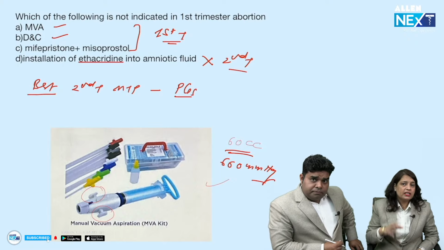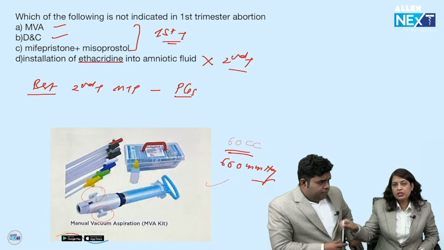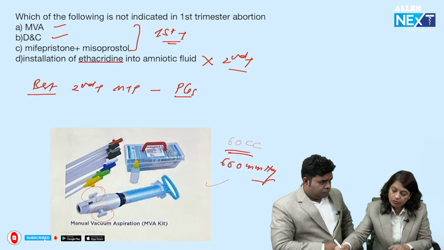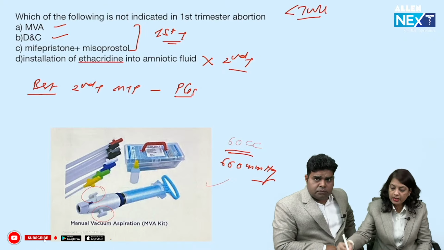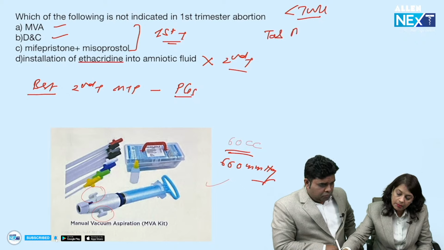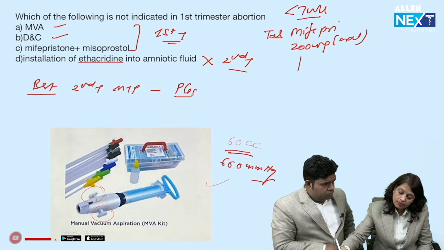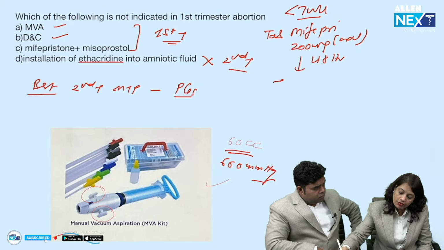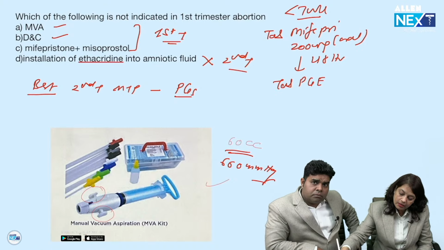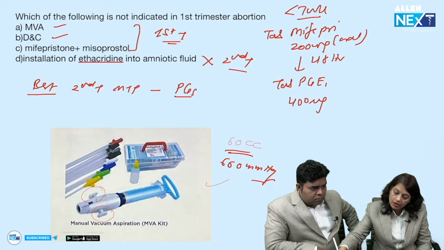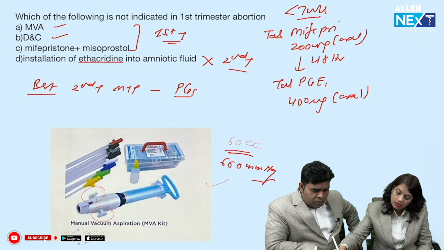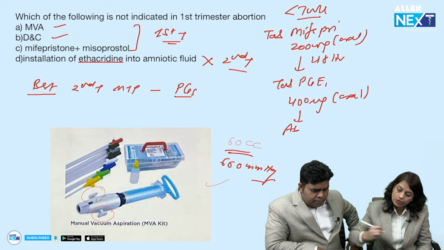See, if it is less than 7 weeks, then abortion can be done by tablets. Less than 7 weeks of pregnancy, abortion can be done by tablets, where tablet mifepristone is 200 milligram oral, and after 48 hours it is tablet misoprostol, that is prostaglandin E1, 400 micrograms oral. This is followed by abortion.